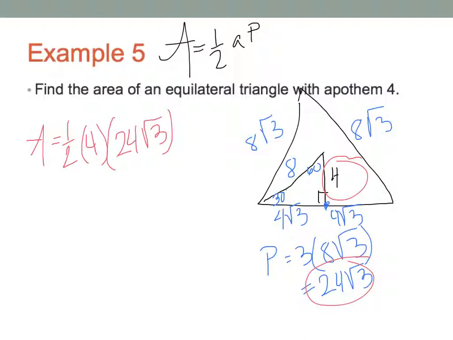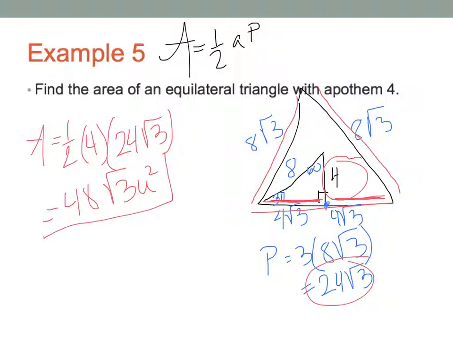Again, I found my perimeter by using the 30, 60, 90 triangle, coming up with the leg of this triangle, multiplying it by 2, and finding the entire length, which is 8 root 3, and multiplying 8 root 3 by 3. And let's keep simplifying this, and I get 48 root 3 units squared for my area. And again, my people, you could approximate it in decimal form.